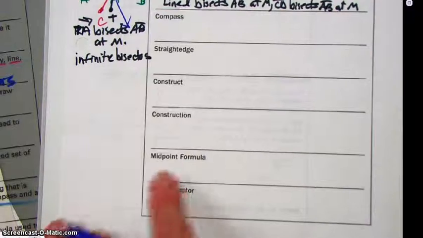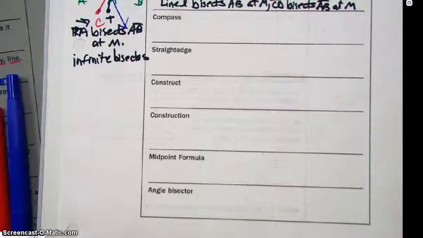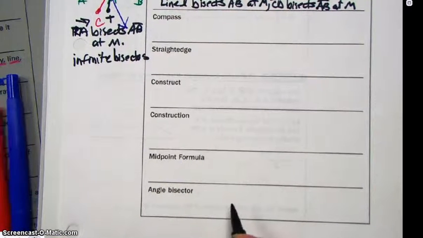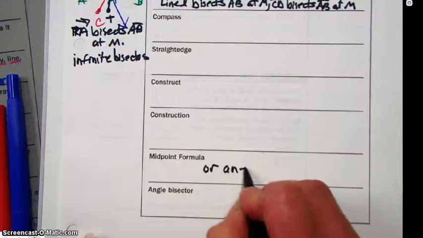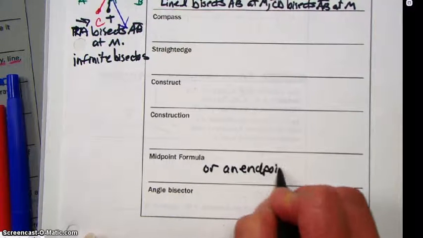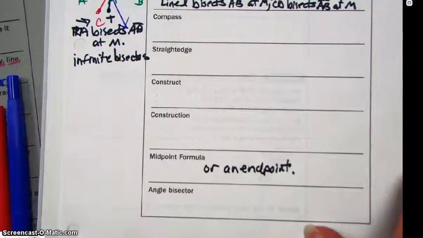And the midpoint formula. Midpoint formula, I'd like you to add to the sentence, is a formula used to find or locate the midpoint or an endpoint. So add that to that sentence that you had there. The midpoint formula is a formula used to find the midpoint of a segment or endpoint.